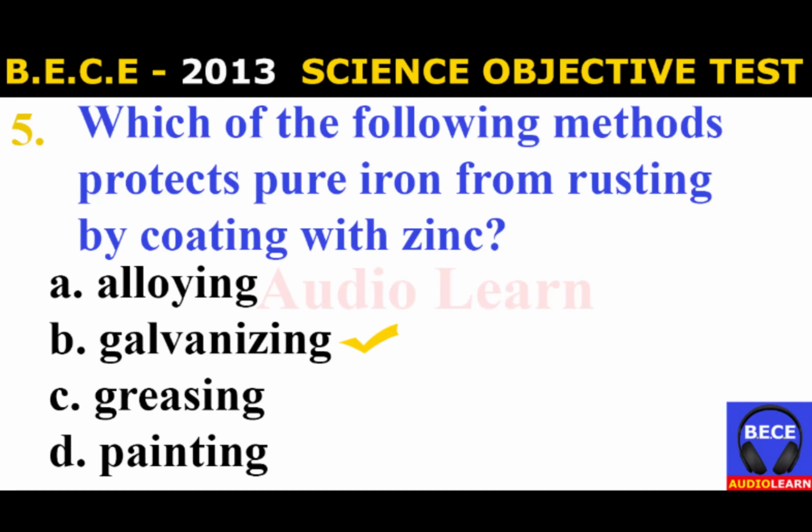Number 5. Which of the following methods protects pure iron from rusting by coating with zinc? A. Alloying. B. Galvanizing. C. Greasing. D. Painting. And the answer is B. Galvanizing. Which of the following methods protect pure iron from rusting by coating with zinc?